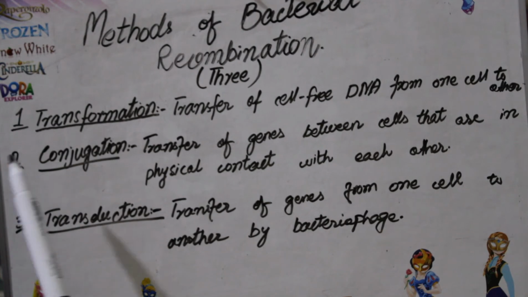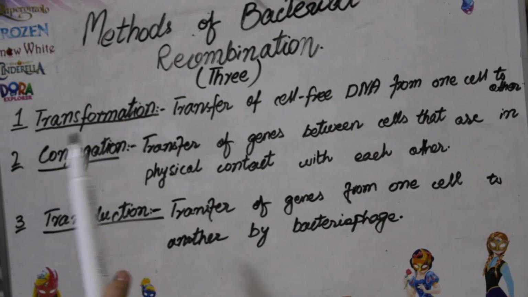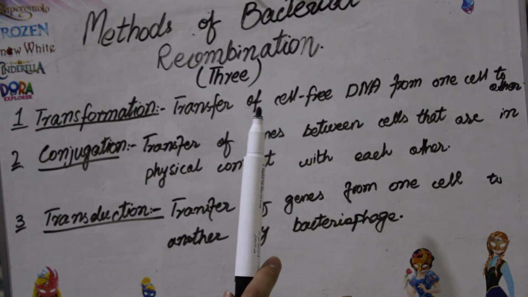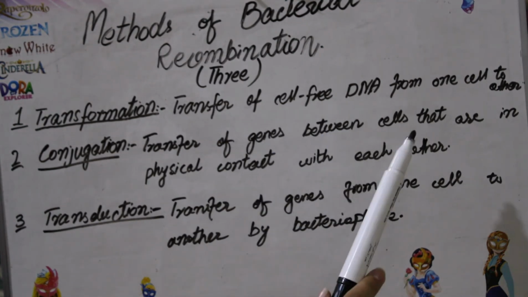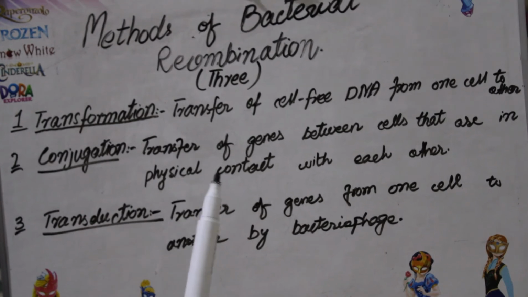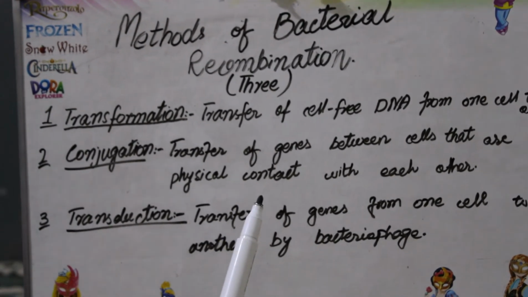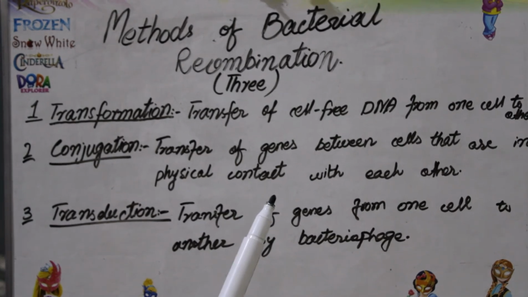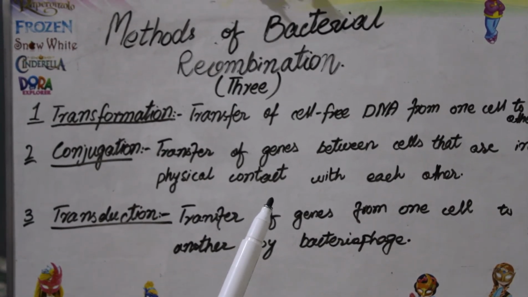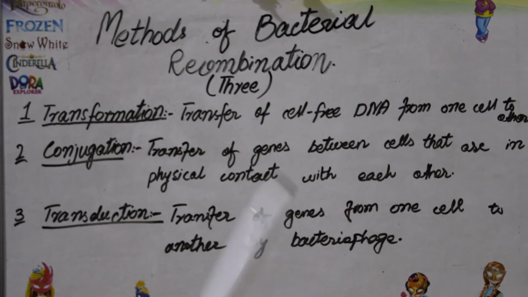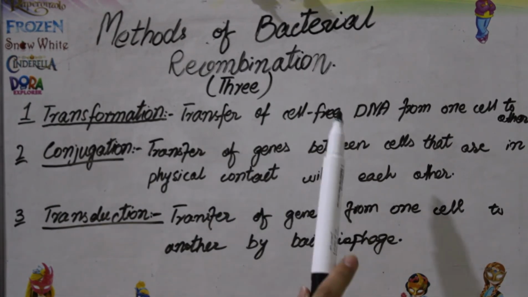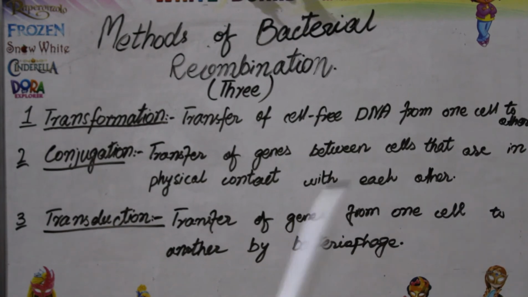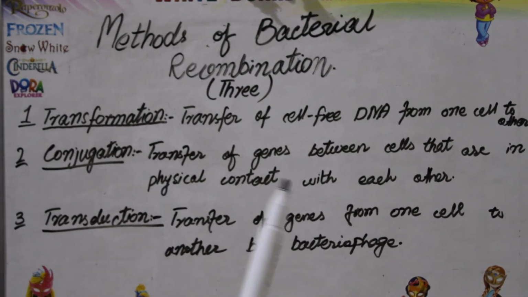The first one is transformation. As its name shows, transformation is the transfer of cell-free DNA from one cell to the other. Just the cell-free DNA is going to be transferred from one cell into the other cell. Because it is cell-free DNA, one DNA is transferred into the other DNA and it changes its characteristics. So this is transformation.